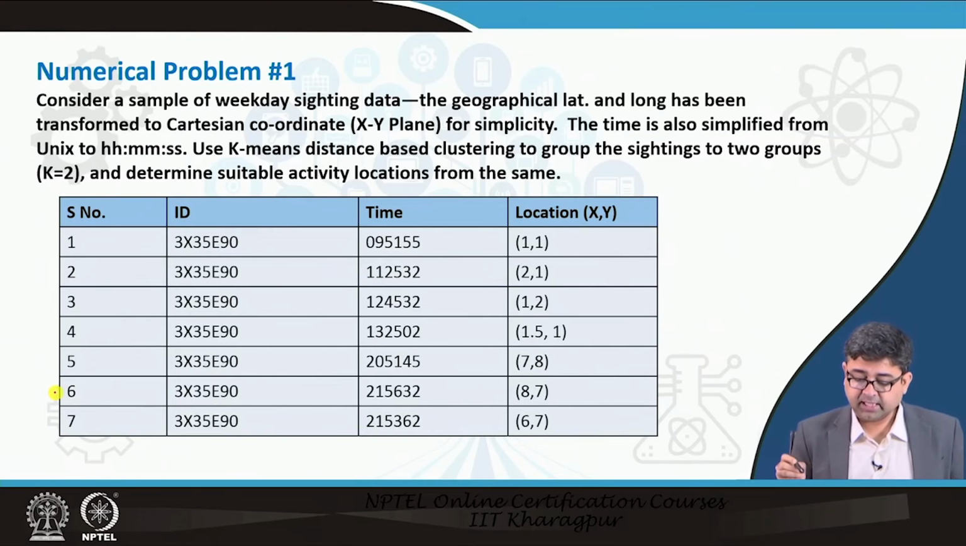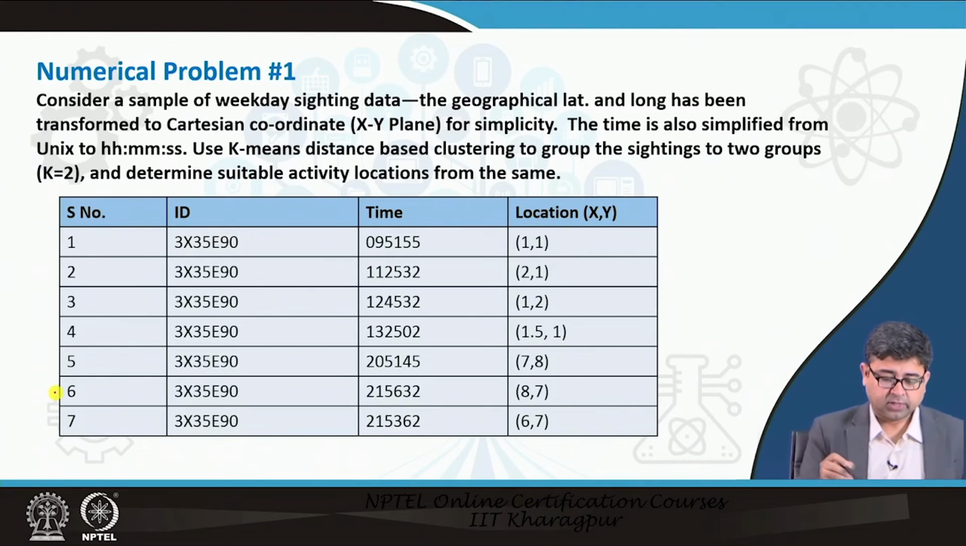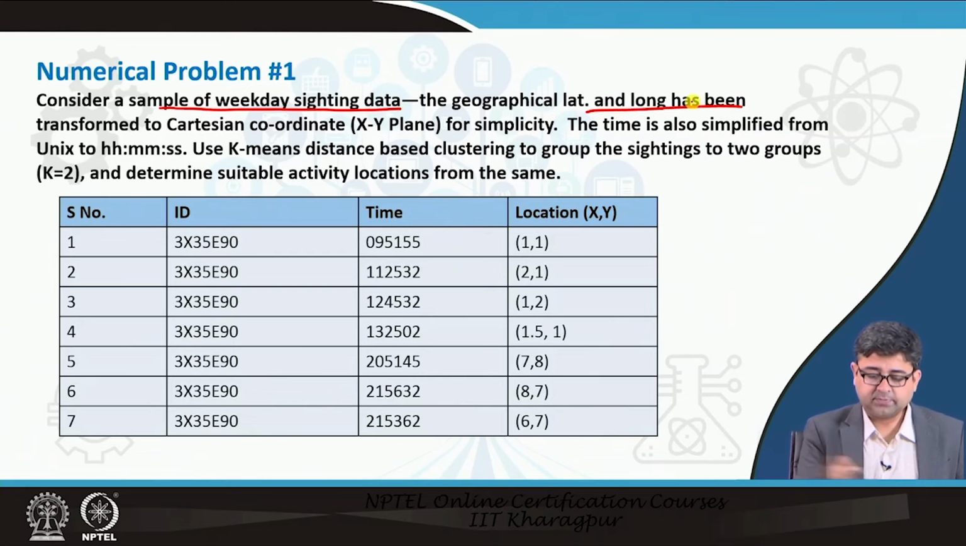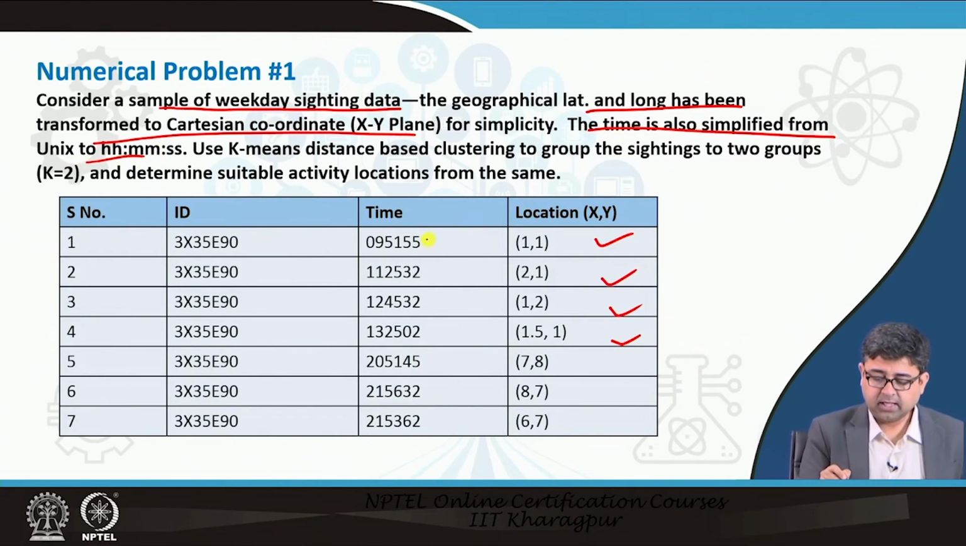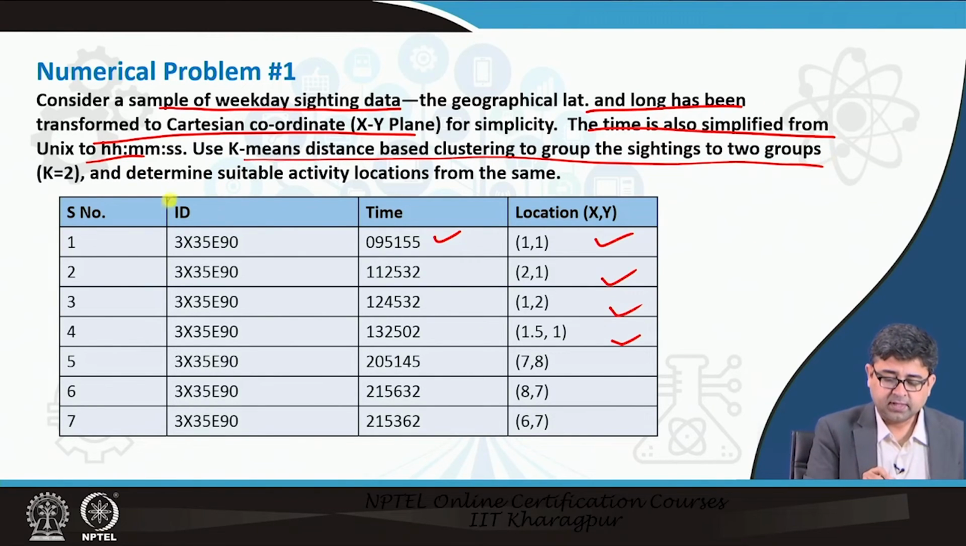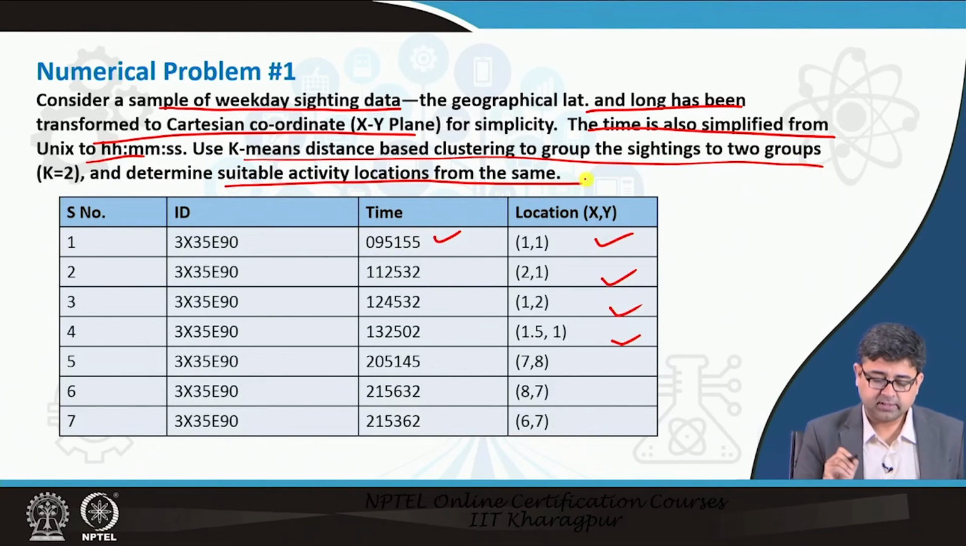Right. So, let us see an example that can simplistically allow you to understand how k-means clustering works. So, consider a sample of weekday sighting data. The geographical lat long has been transformed into Cartesian xy coordinates, so these are mostly xy coordinates for simplicity. The time is also simplified from Unix to HHMMSS, so this is hour, minutes and seconds. Use k-means based clustering to group the sightings into two groups and determine suitable activity locations for the same, right.